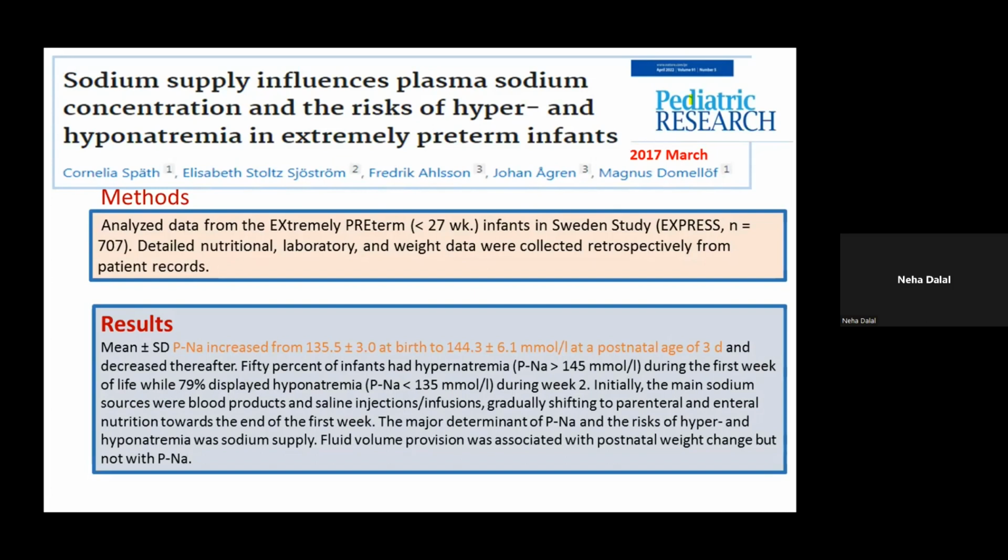They determined that the main sodium source received by the babies in the first week of life was in the form of blood products, saline injections, or the boluses that babies received. But in the second and third weeks of life, parenteral nutrition was the major sodium source.